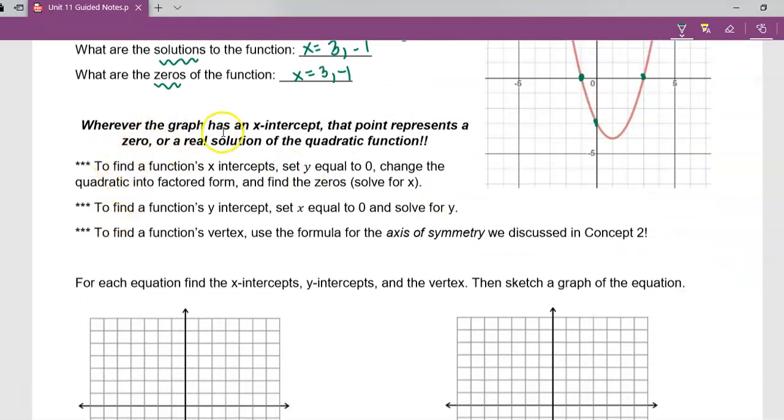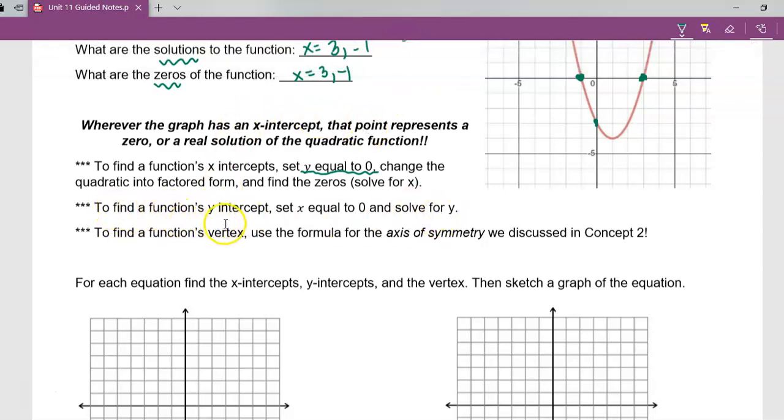All right, so whenever the graph has an x-intercept, that point represents a real zero or a real solution of the quadratic function. So if you see it touching the x-axis, if the zeros or solutions are also x-intercepts on the graph, those are real solutions. Okay. To find a function's x-intercept, set y equal to 0. Change the quadratic into factored form and find the zeros or solve for x. That's what we just did in step 3 above here.